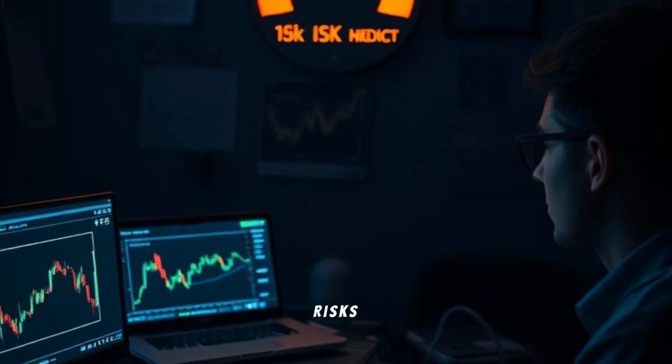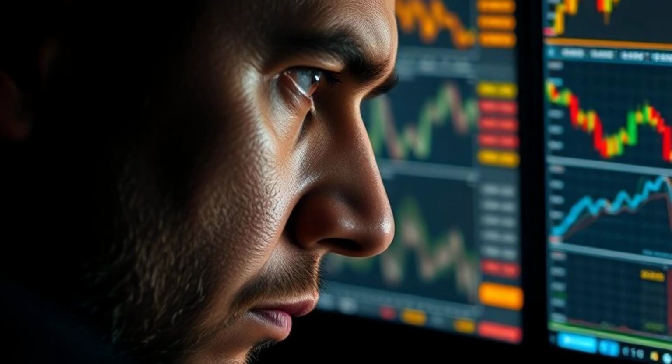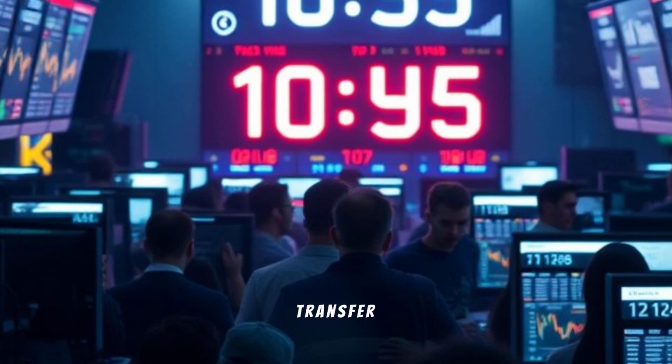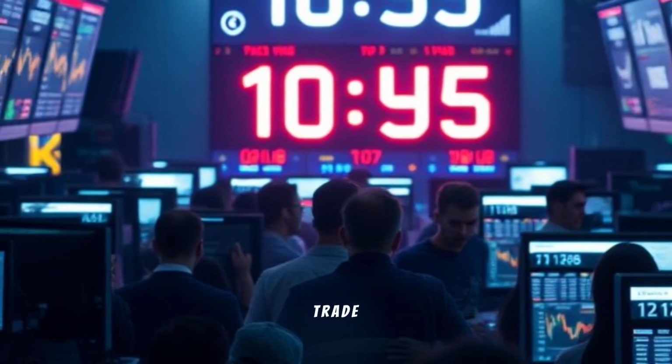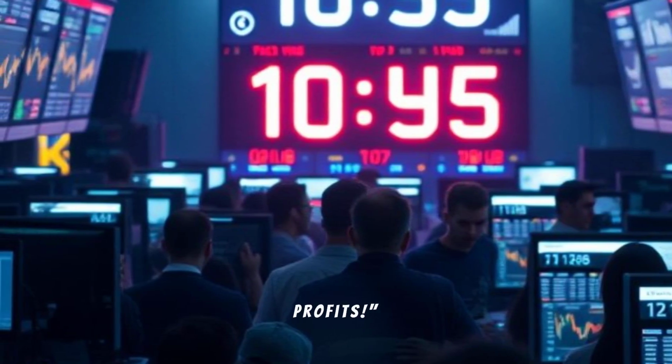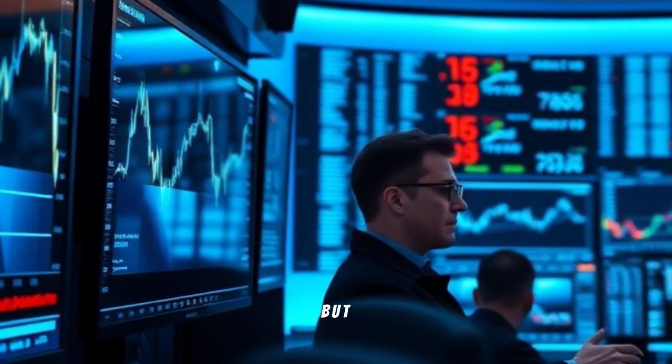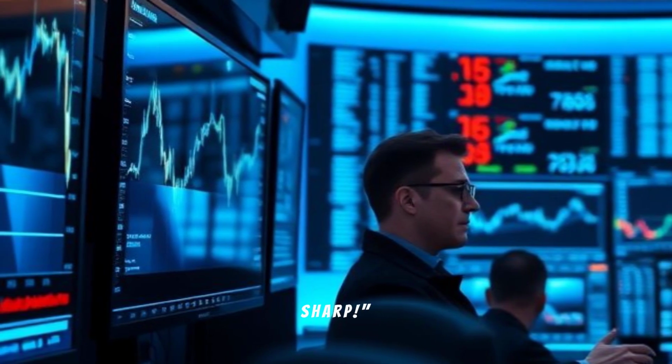What are the risks and challenges? Watch out for fees and transfer times. They can turn your trade into a loss or eat into your profits. Arbitrage can bring quick profits, but do your research and stay sharp.